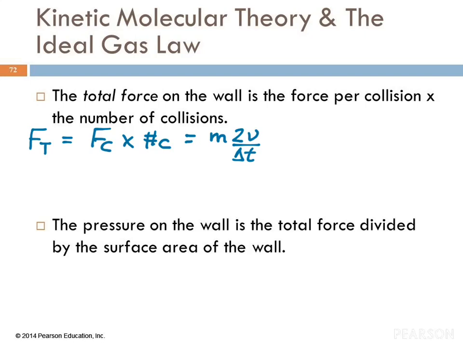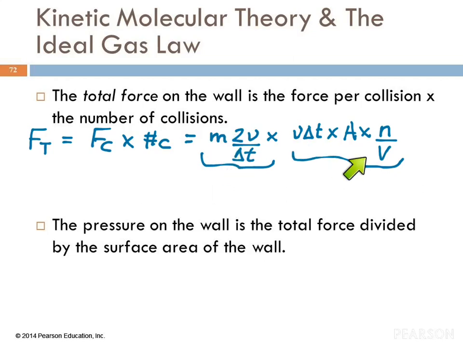And the number of collisions from the previous page was the velocity times the change in time times the area times n over V. So this is one slide before, and this was before that. This is the force of each collision. This is the number of collisions. And I really shouldn't put equals here. This is proportional.